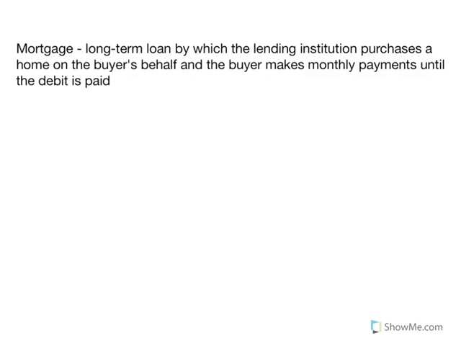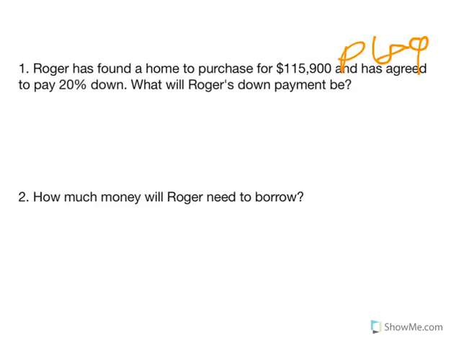But anyway, we're going to spend this lesson talking about mortgages and the lovely interest rates that go along with them. So we start on page 189. And our friend Roger is who we're going to talk about. So Roger found a home for $115,000. He's agreed to pay 20% down. So how do you figure out your down payment?